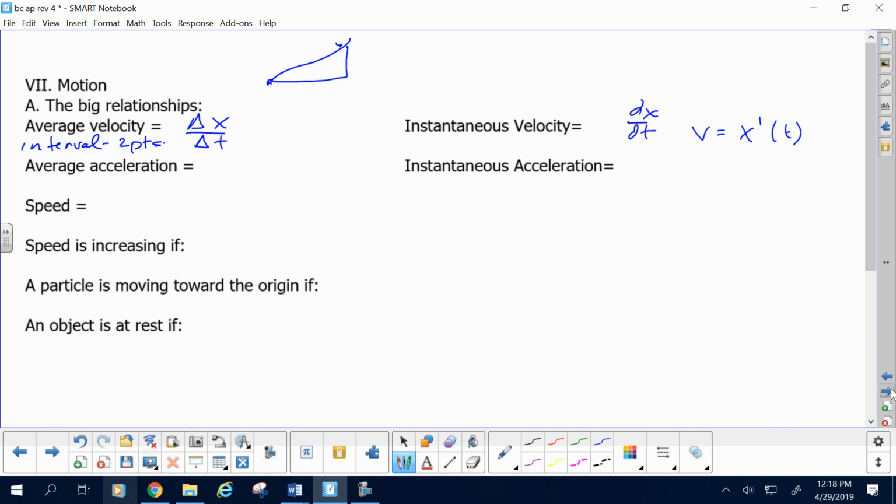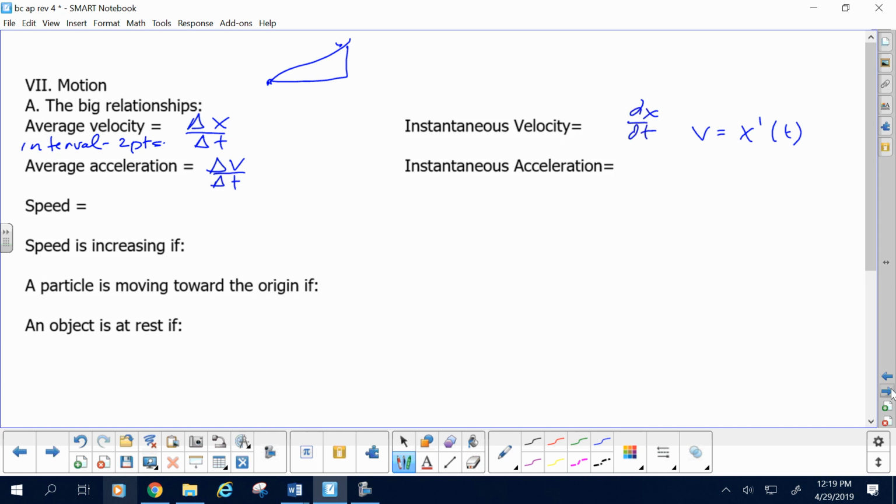The danger for you guys is to think that's obvious. That's not obvious. You need to say it. If they ask you for velocity, you need to say velocity is the derivative of the position. Then find it. Don't just out of nowhere throw it out. Okay? Acceleration is the change in velocity over change in time.